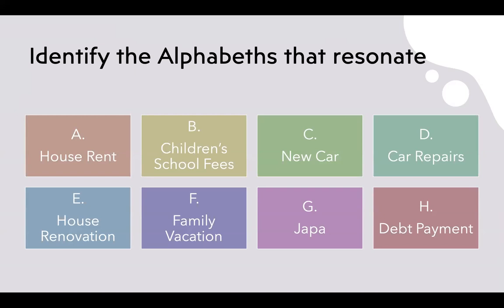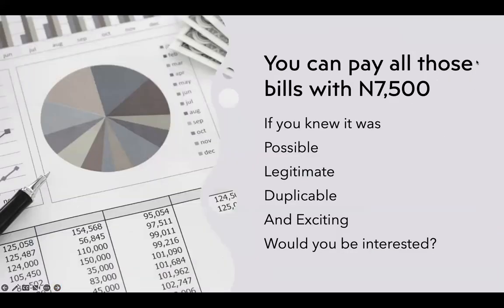So house rent, children's school fees, new car. And of course, you may want to pay for overseas education, which is really another name for JAPA. Essentially, these are bills. Now, if you are motivated to pay these bills, then can we do something about it? What if I told you that all of these bills can be covered with 7,500 Naira? And what will you do? Will you be interested in knowing more?